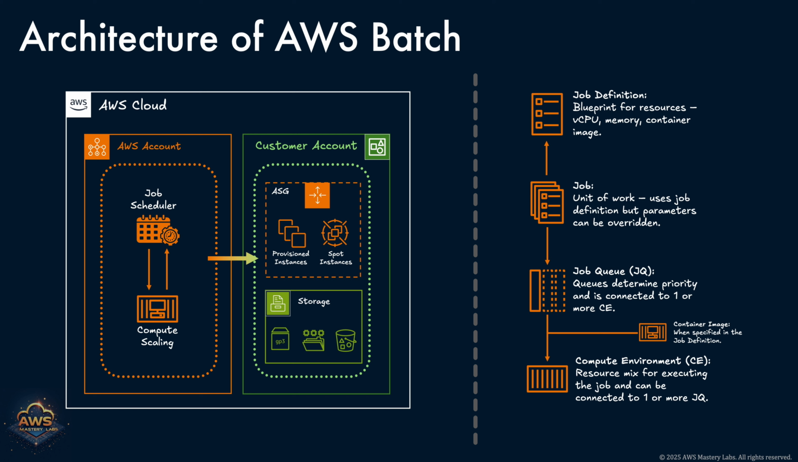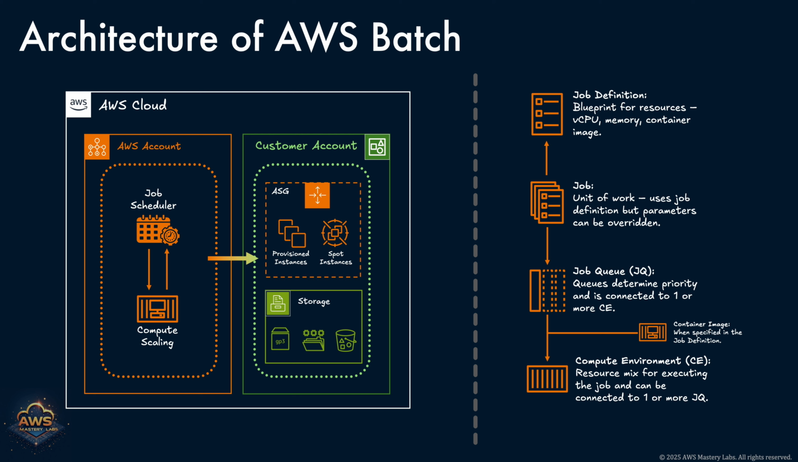capacity. That capacity is fulfilled in the customer account, where an auto-scaling group manages the life cycle of both on-demand and spot instances. This dual-mode compute strategy ensures cost efficiency while maintaining performance and reliability. Alongside compute, the storage layer, featuring services like Amazon EBS for ephemeral storage and S3 for persistent data, is depicted as part of the customer's infrastructure, supporting input, output, and checkpoint data for jobs in flight.